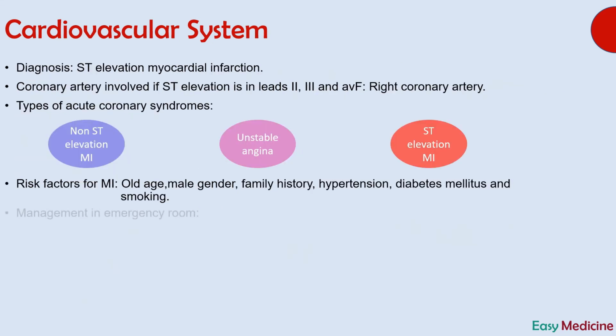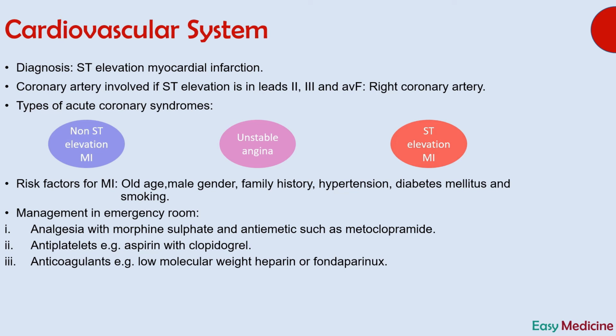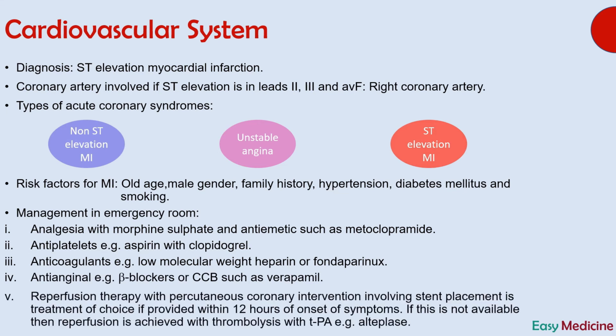The next part of the question asked about management in the emergency room of a patient with myocardial infarction, and that involves providing analgesia with morphine sulfate and antiemetics such as metoclopramide, antiplatelets, for example aspirin with clopidogrel, anticoagulants, for example low molecular weight heparin or fondaparinux, antianginal drugs, for example beta blockers or calcium channel blockers, for example verapamil. And lastly, reperfusion therapy, which can be provided with percutaneous coronary intervention or thrombolysis.